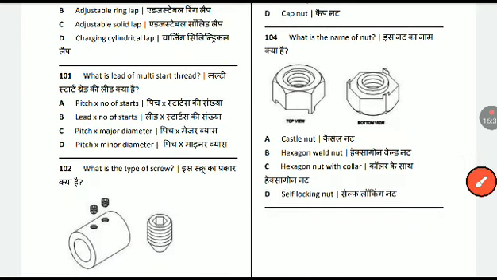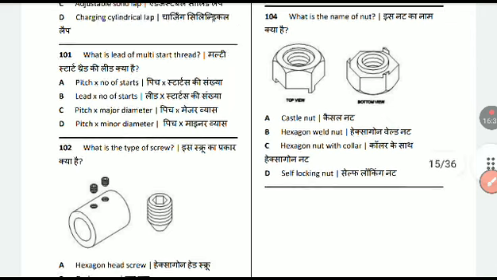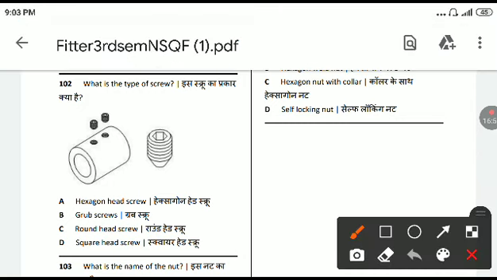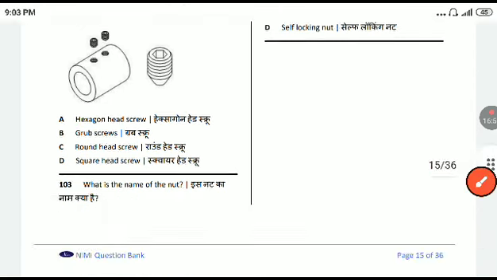What is the type of screw? Hexagon head screw, groove screw. Option C, round head screw. Option D, square head screw. Option B, groove screw.